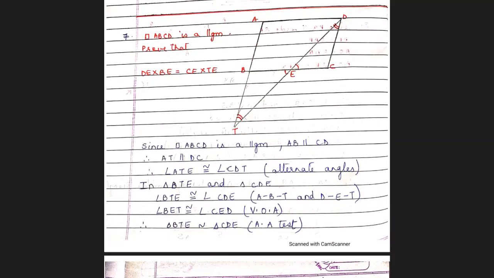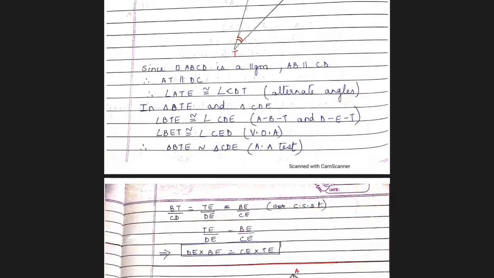So even if you are unable to do it, if you can get 2, the third one you have to just place it in that position. You get the set of triangles. Okay, correspondence. Now once you get it, write the sides in proportion. BT upon CD equal to TE upon DE equal to BE upon CE. CSST, corresponding sides of similar triangles.